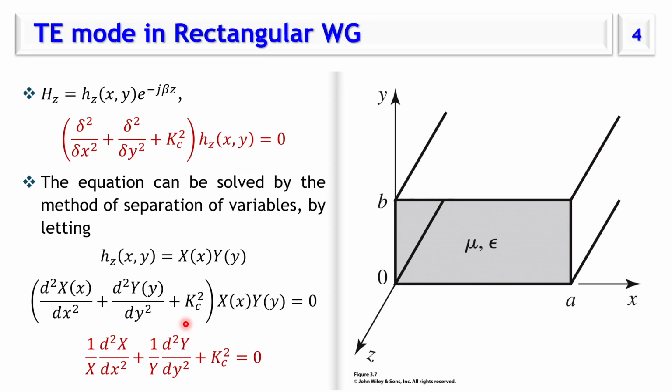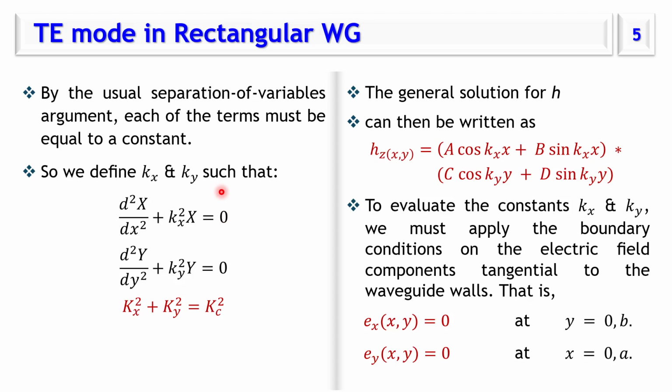So this equation is decomposed into these two equations, such that kx squared plus ky squared equals kc squared. Solving those equations, we find that the general solution for Hz, the longitudinal magnetic field, has this expression.